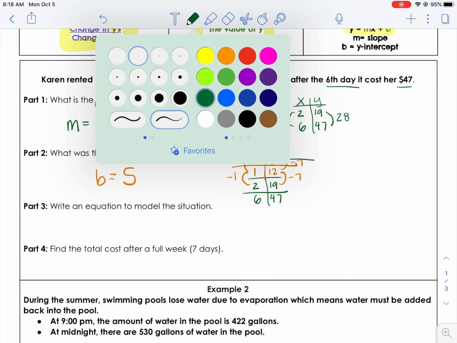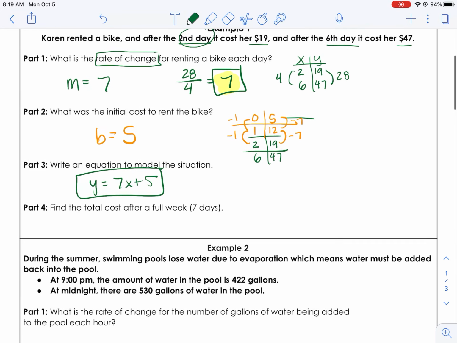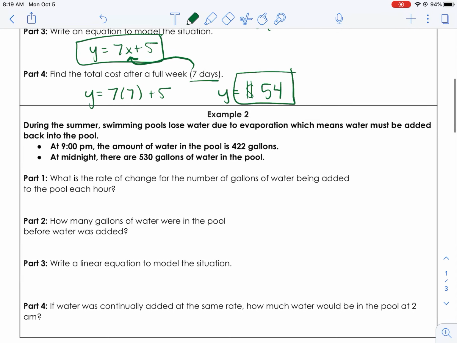And then it says, write the equation to model the situation. Well, we know that our slope is 7 and our y-intercept is 5. So we've got y equals 7x plus 5. Now it says find the total cost after a full week. Well, there's 7 days in a week, so I'm going to plug that 7 in for x. So y equals 7 times 7 plus 5. And if we simplify that, that's going to give us 49 plus 5, which is $54 for a week.